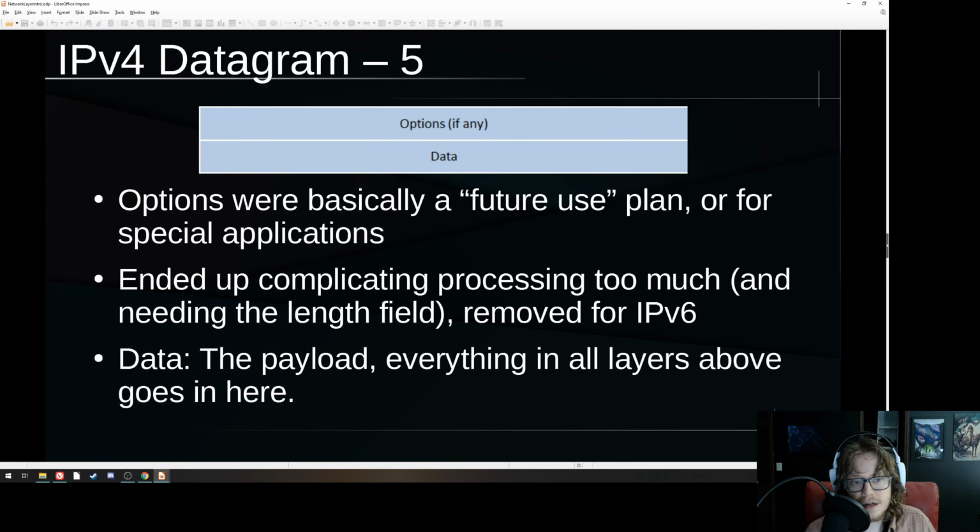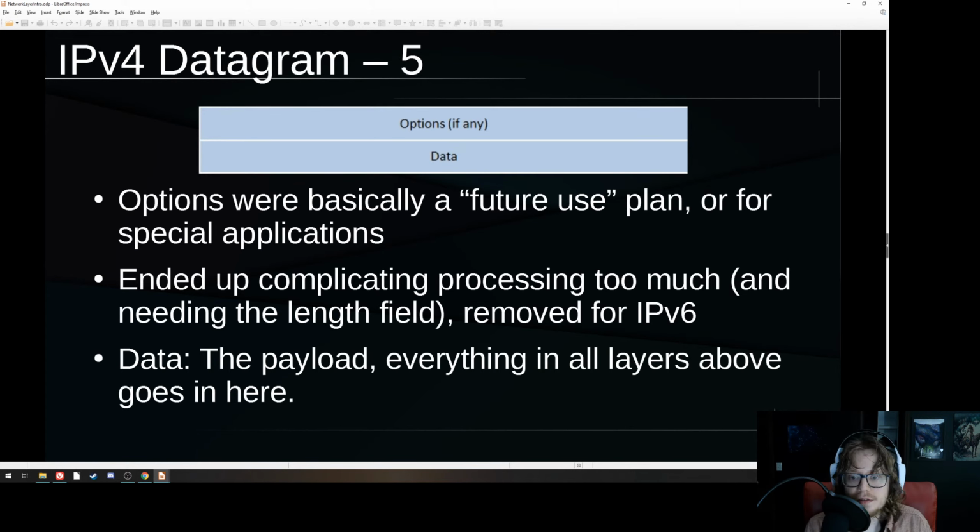Then you've got your options field. The options were basically planned future use. So they thought that there would be some more stuff that would require extra fields. They thought there might be special applications. So they added this options field for the ability to add those kinds of flags and such later. But this ended up complicating processing way too much. And it adds the overhead of requiring the length field in the first place. So this was removed for IPv6.